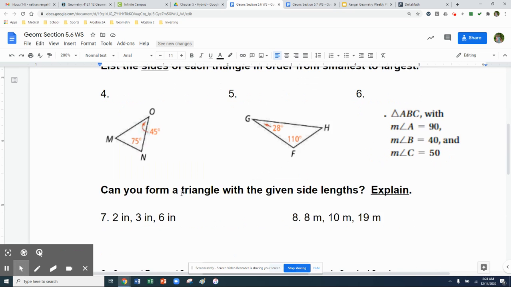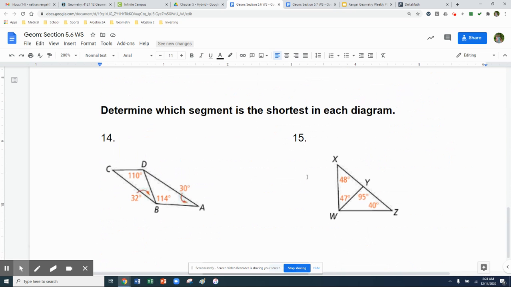So heading down to number 14, it says determine which segment is the shortest in each diagram. So which of these segments would be the shortest? All right. So taking a look at number 14, I'm missing some angles, what I'm noticing first of all. But when I'm determining the shortest side, what I'm going to be looking for is where is that smallest angle. Now, a couple of things before we get started. We've got to fill in a couple of angles.